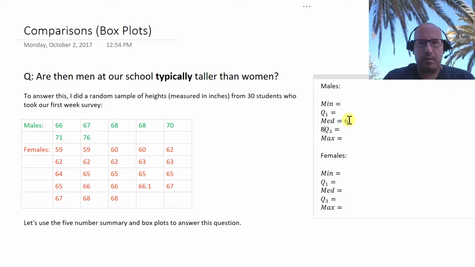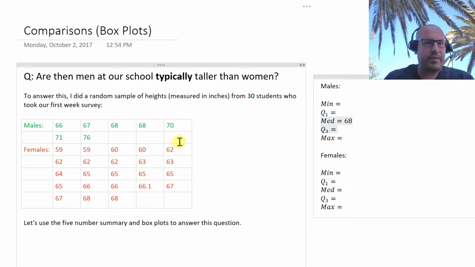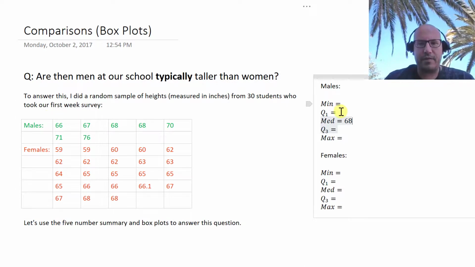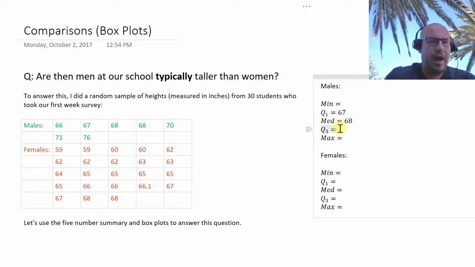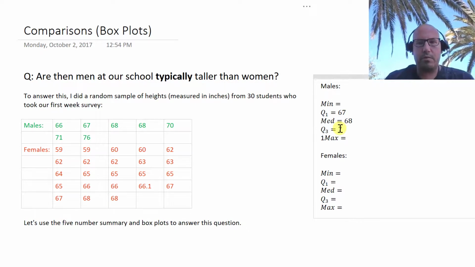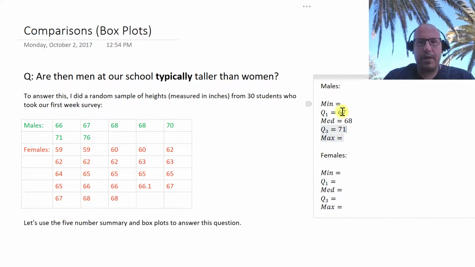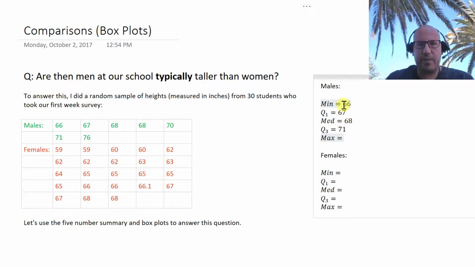I'm going to go ahead and type that in. Oops, for some reason it decided it wanted to move across, so it's 68. Then I'd take the bottom 3 and divide that in half. That would be the 67. And for the upper half, those 3 right there, the middle would be 71. I have to figure out what's going on there. Then we round that out with the minimum and the maximum. It's 66 for the minimum, and for the maximum, we have 76.